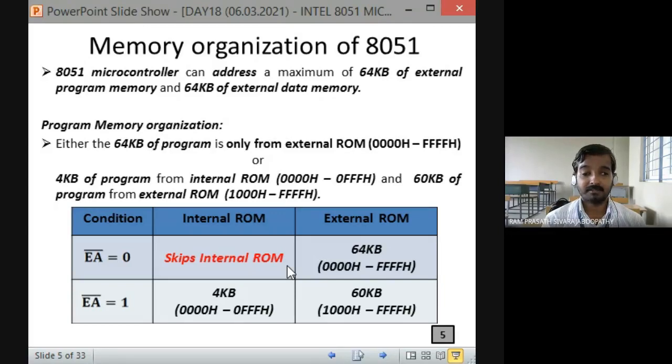In the previous class we discussed the signals. External access enable signal: if this pin is 0, then the 8051 will fetch the whole program from the external ROM only. It won't consider the internal ROM. If EA bar is equal to 1, it will execute the program from internal ROM. If the program size exceeds 4 KB, it automatically goes to external ROM only.